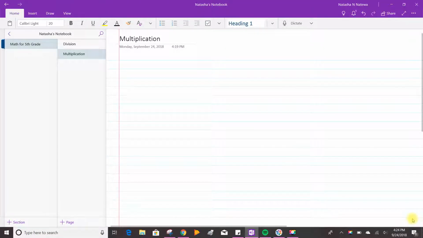Okay, fifth grade. Yesterday we learned a little bit about division. Today we're going to review multiplication. Now remember, tomorrow is a test, so hopefully you are able to do this with ease. If not, you will be able to use your notes tomorrow to take the test, and hopefully that will help you too.